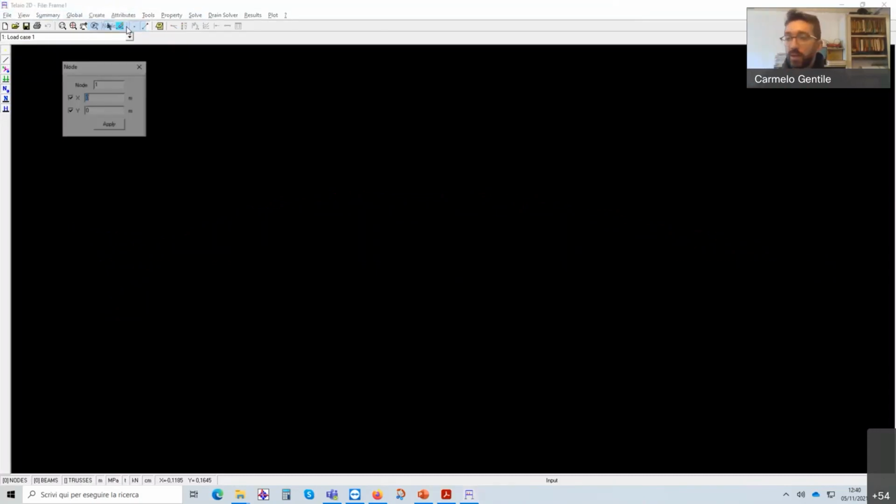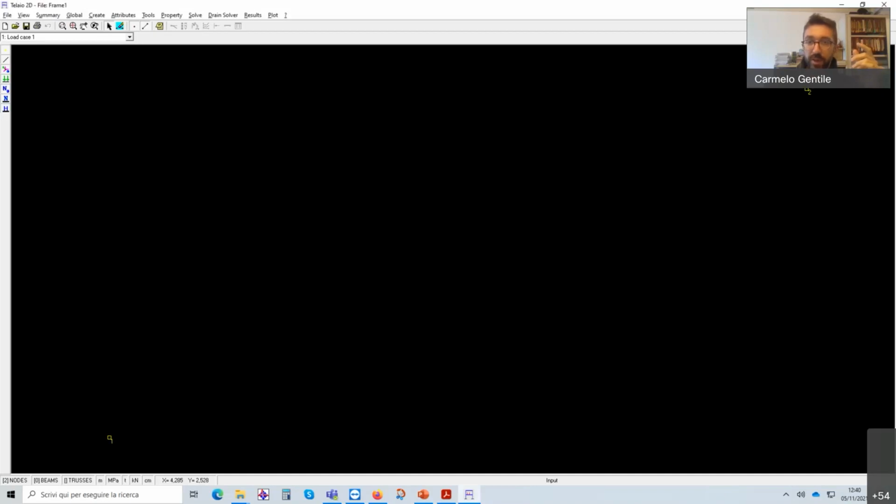We have to create the structure. So first of all, geometry. Geometry means elements and nodes. Let's start with the nodes. So the first node is always 0, 0, because it's useful, it's helpful. The second node is in 5, 2.5. Let's see if I did any mistake. No. Here it is, node 1 and node 2.